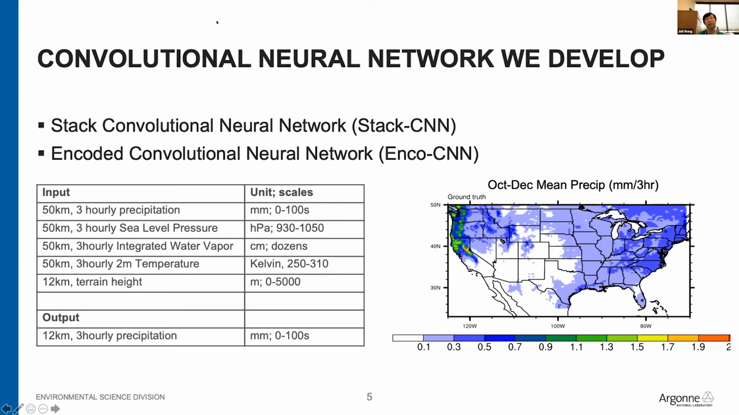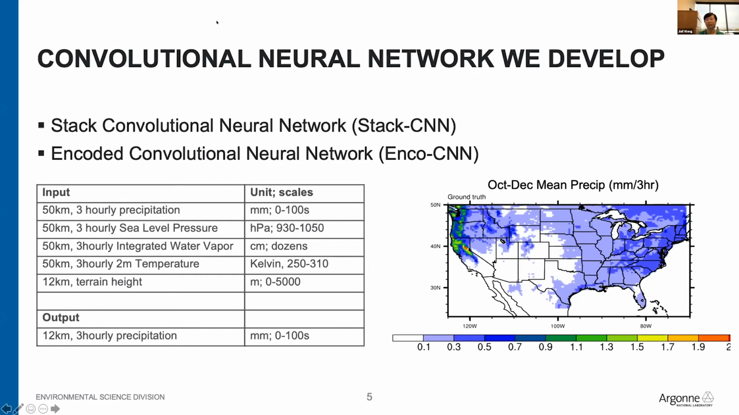And all the data we're using here is output from the WRF model. It's 1 year of simulations for both resolutions, and it's 3 hourly. So we have 2,920 images for the problem. And we use 80% of the data for training and validation and 20% of the data for testing.